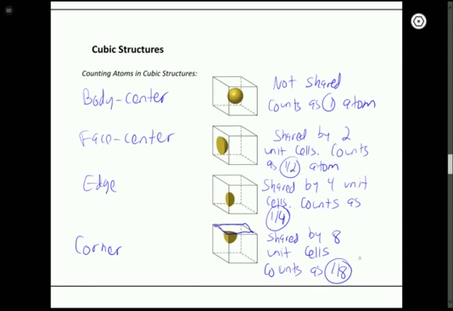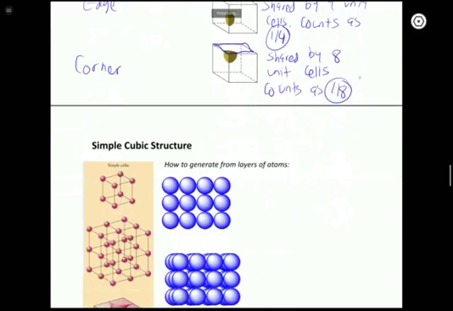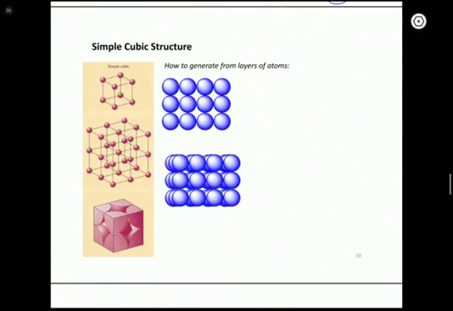Alright, so that's how we count atoms in the structures. Now let's go ahead and start defining the 3 types of cubic structures. The first one is simple cubic. For these structures, as the name implies, it's the simplest one, and it just represents a cube of atoms where each corner has one of those atoms in it. Okay, so it's just a cube. Each corner has a single atom.